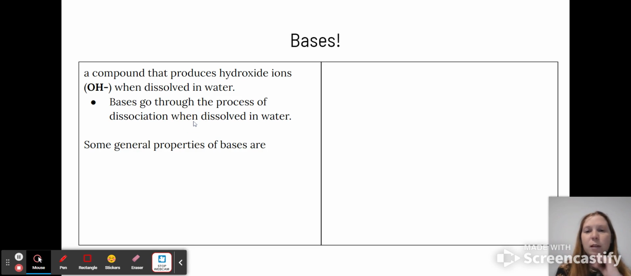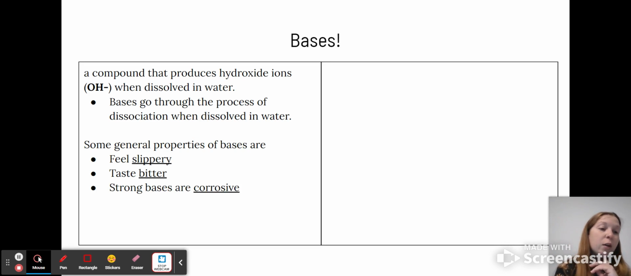Some general properties of bases are that they feel slippery, so kind of soapy. Lots of soaps are very mild bases. They taste very bitter, and they also can have a gritty texture. So think like Tums. When your stomach's upset, you chew up those nasty Tums. That's what that is.